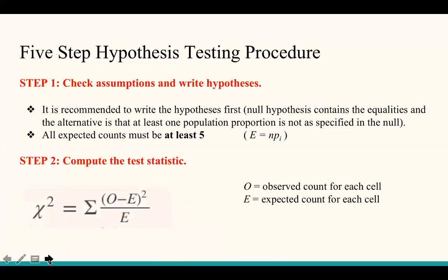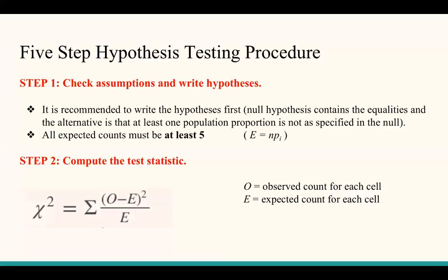So we're going to have a similar 5-step hypothesis testing procedure as you've seen before from your material on your midterm. So your step 1 would be to check your assumptions and write your hypotheses. Here you can write your hypotheses first, where your null hypothesis will contain all of your equalities, and then the alternative will have at least one population proportion that's not specified in the null, so one of those will not be equal to another. And then your assumptions are that all expected counts must be at least 5, which I already mentioned before, and you again calculate your expected counts by multiplying the total sample size by the proportion.